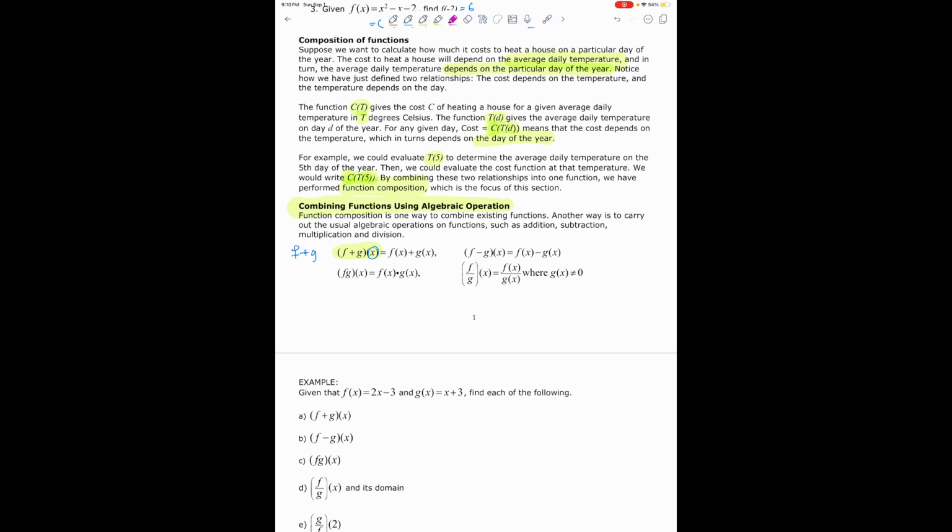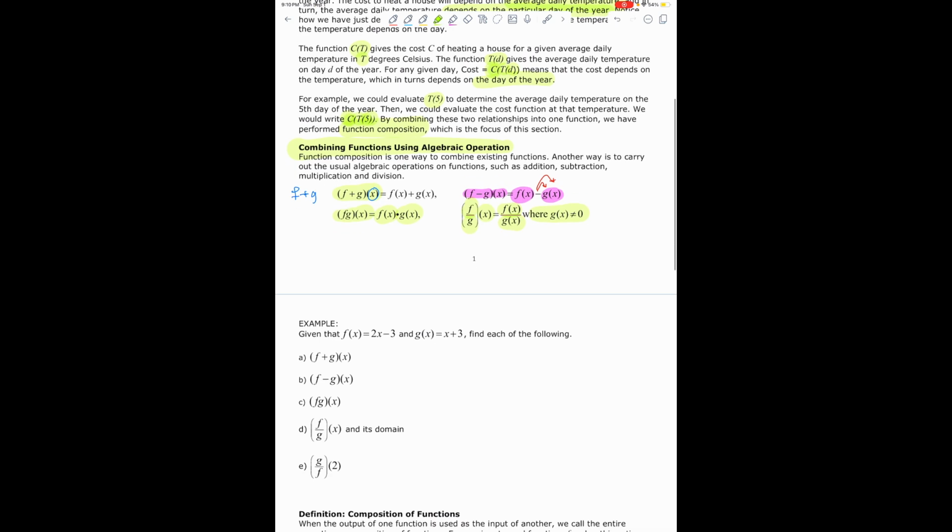Similarly, if you have subtraction, you're going to say f minus g of x, or just f minus g, is f of x minus g of x. Don't forget to distribute the negative inside if the second function is more than one expression. If you have f times g, we write it fg of x. That is basically f of x times g of x. And if you have f over g of x, that is basically f of x divided by g of x, where g of x cannot be 0, because if it is, then it is undefined.